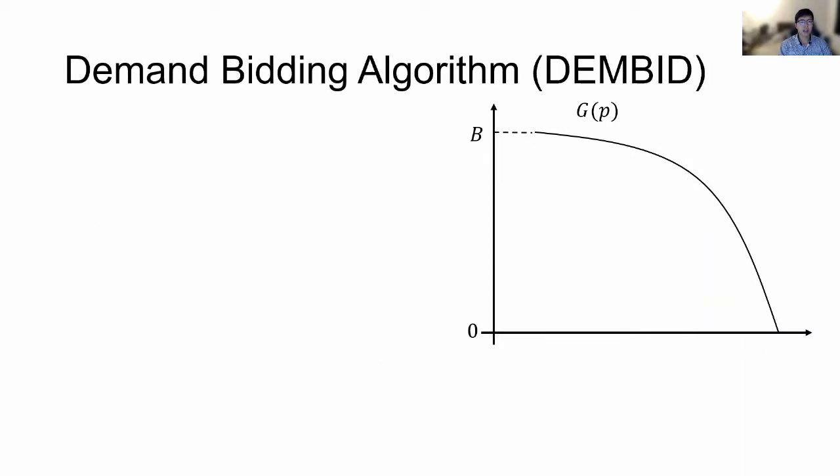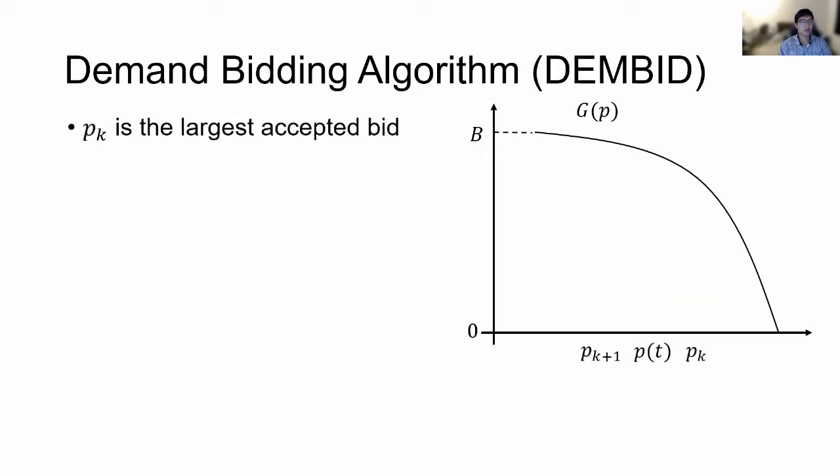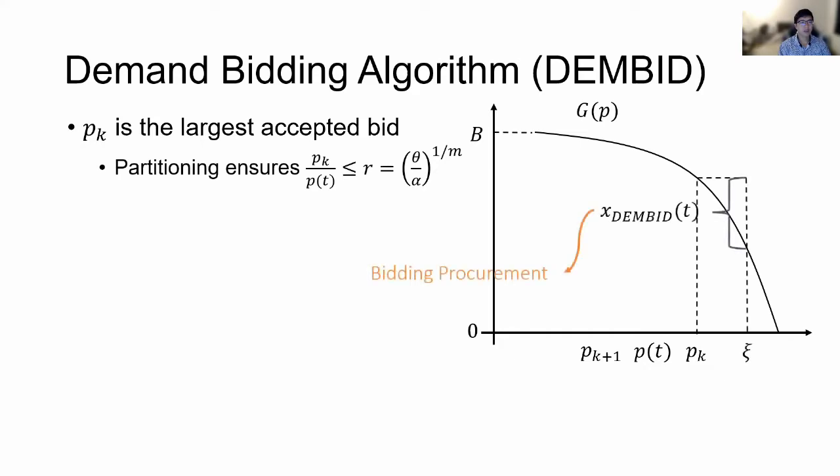And now we take a look at what happens when the set of bids is submitted according to our demand bidding algorithm, dembid. First, let P sub k be the largest accepted bid out of the set of submitted m bids. By definition, the clearing price P of t lies between P sub k and P sub k plus 1. Since we set the ratio between each successive bid to be R, the ratio between P sub k and P of t is at most R.